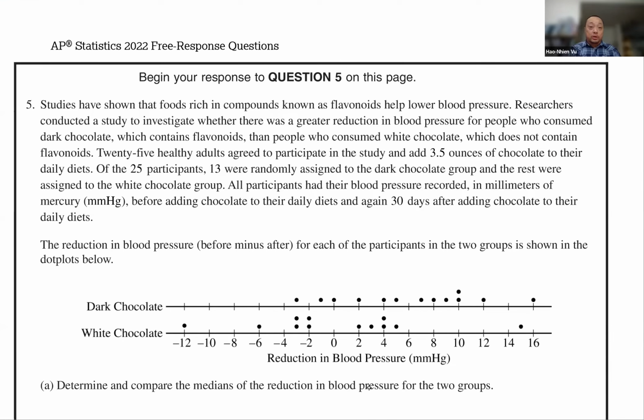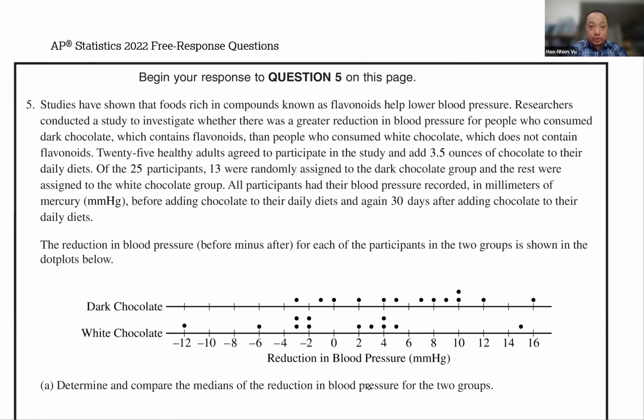All right, we're now on question 5. Studies have shown that foods rich in compounds known as, I have no idea how to say that, flavonoids, help lower blood pressure. Researchers conducted a study to investigate whether there was a greater reduction in blood pressure for people who consumed dark chocolate, which contains flavonoids, than people who consumed white chocolate, which does not contain flavonoids. White chocolate is just oil and sugar. It's not even chocolate.